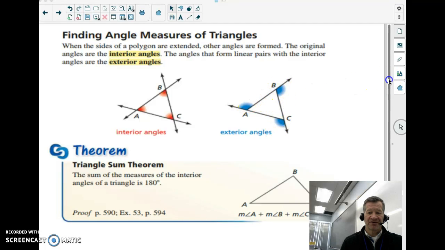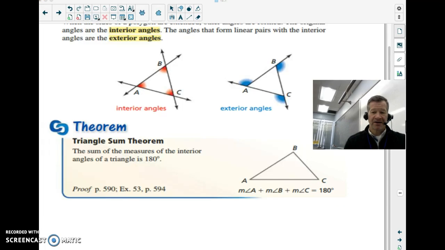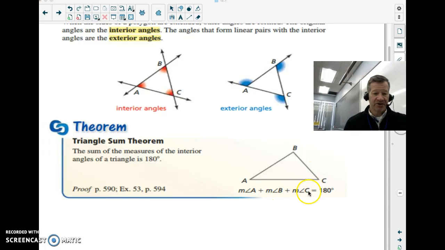Now, we have a triangle sum theorem that says that the three angles in a triangle should all add up to 180 degrees. So the three interior angles, no matter what the size of the triangle is, always make 180 degrees.